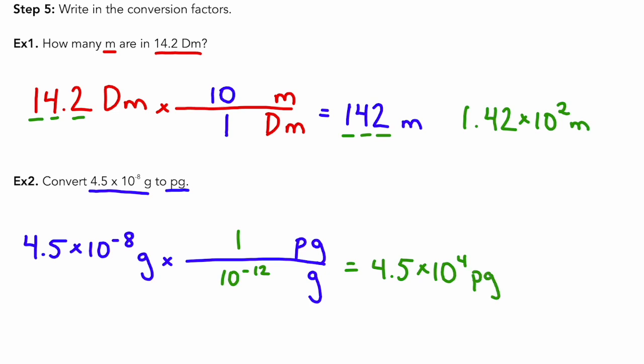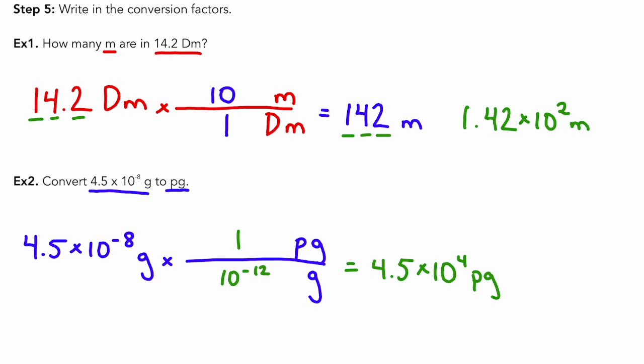All right, looking at these two problems, both of these answers make sense. I have 14.2 decameters to begin with. That's a very big unit. So when I convert it to meters, which is a smaller unit, my number gets bigger. That makes sense. For this one, I'm going from grams into picograms.